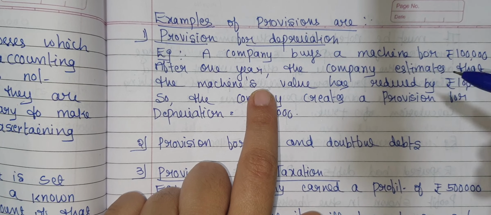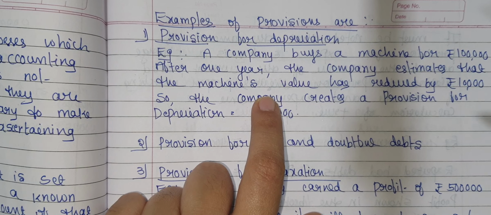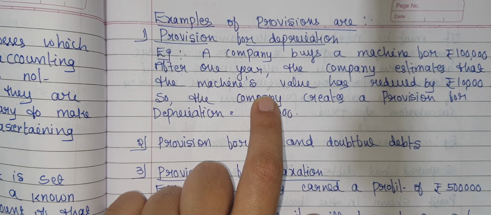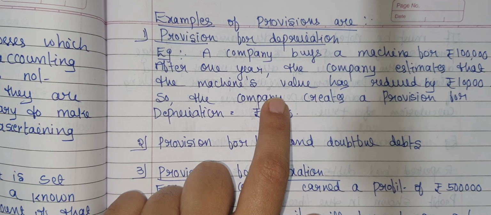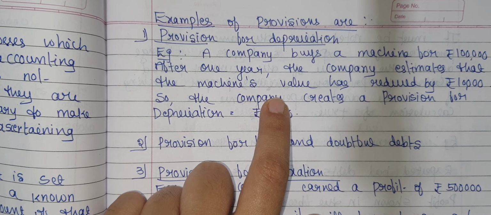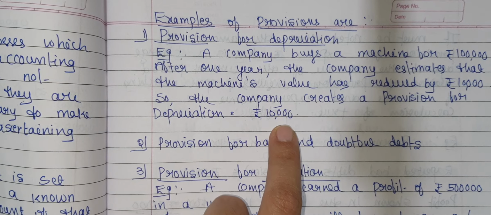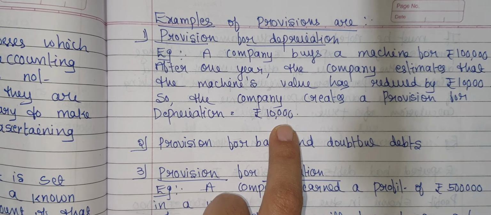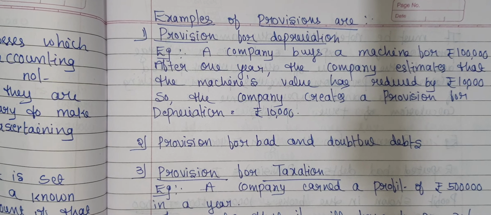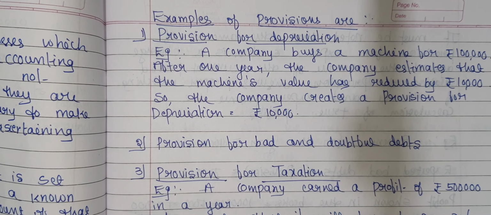After 1 year, the company will estimate based on its past experience, right? The machine's value has reduced by rupees 10,000. They estimate that the machine's value will reduce by rupees 10,000. Means they also don't know the exact amount. That is what is called provision, right? So the company creates a provision for depreciation of rupees 10,000. Clear? I hope this is clear to you all.